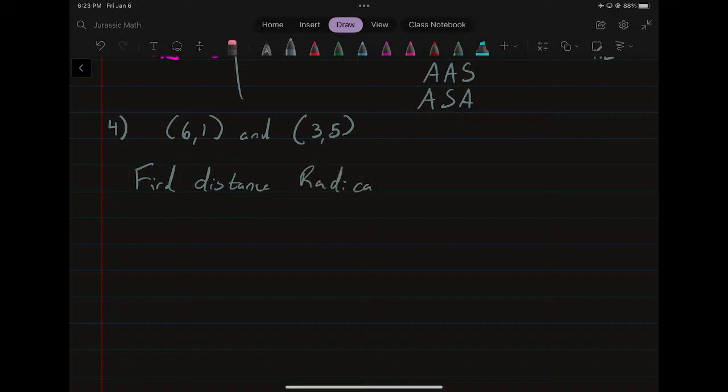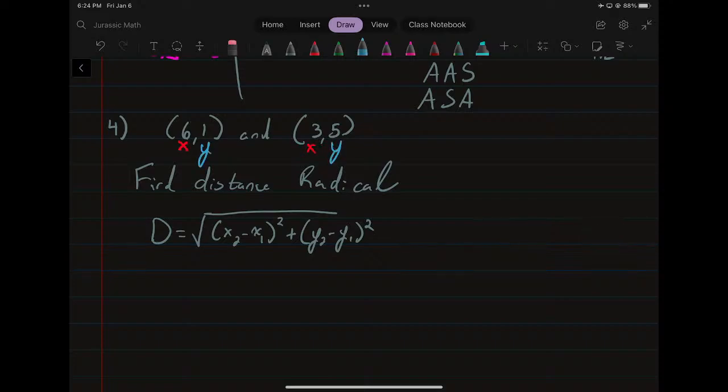Radical. Now, there's a couple different ways you could do this. First, wow, voice crack. First is the distance formula. So distance equals square root of x2 minus x1 squared plus y2 minus y1 squared. And if I just label x, y, y.